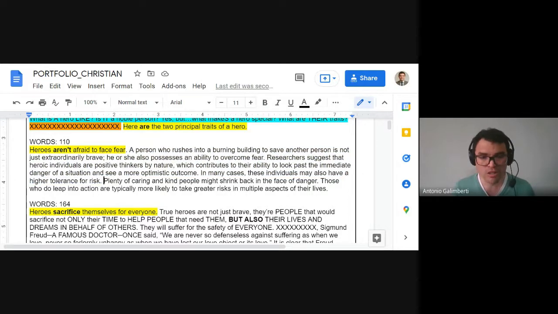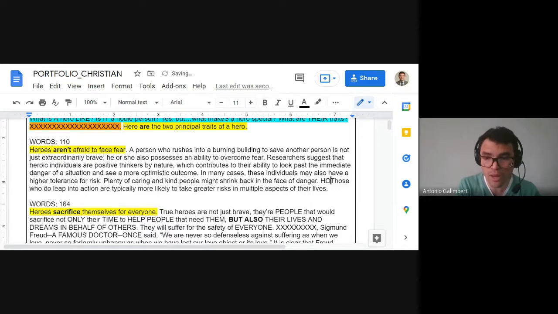Look at this contrast. Plenty of caring and kind people might shrink back in the face of danger. That is a fact. Your mother, your teacher, your best friend is not going to help you probably in a dangerous situation. And you're talking about heroes again here. Those who do leap into action are typically more likely to take greater risks in multiple aspects of their lives. So, what do we need here? We need contrast. Why? Because here you're talking about regular people. They may love you, but they are not going to help you in dangerous situations. So, here we need a contrast.